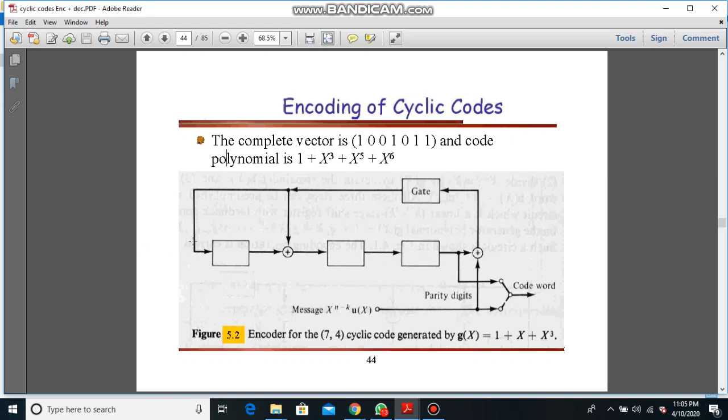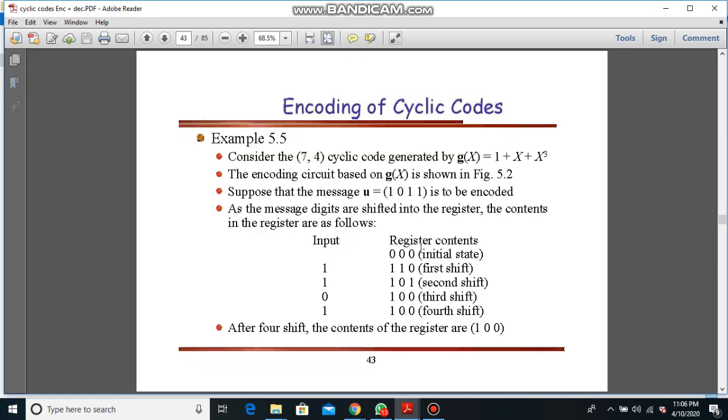And first, the g0 coefficient and the g(n-k) coefficient is always 1. In between it depends on the generator polynomial equation. Here g(x) is 1 + x + x^2. We know this is a (7,4) code. So I have (7,4), n-k is 3 parity digits. So B0, B1 and B2. Clear? So here the encoding circuit based on g(x) is shown.